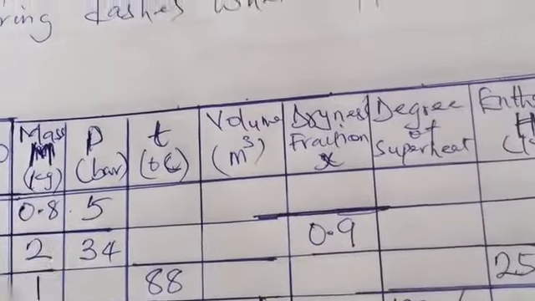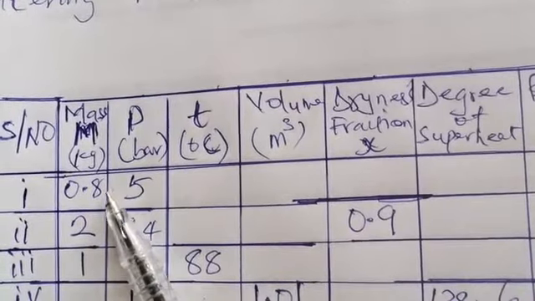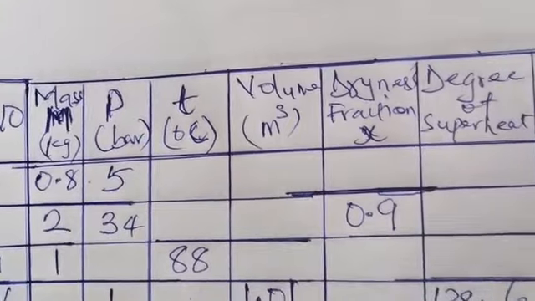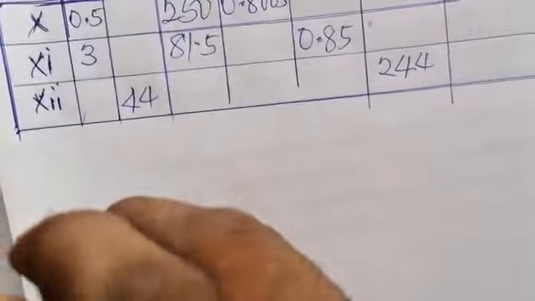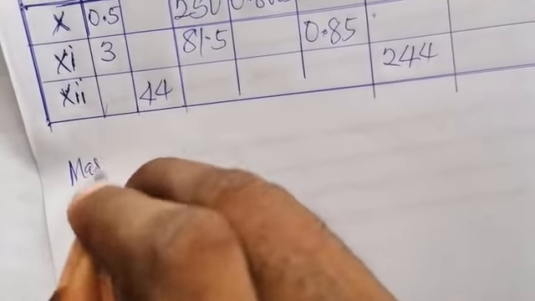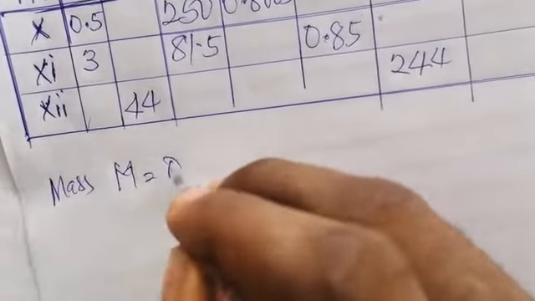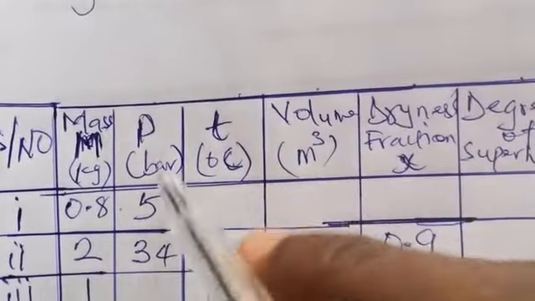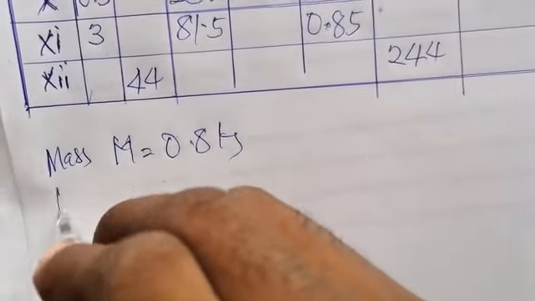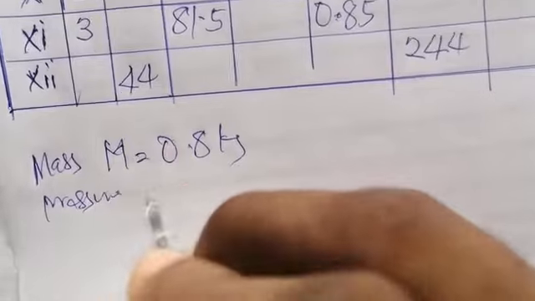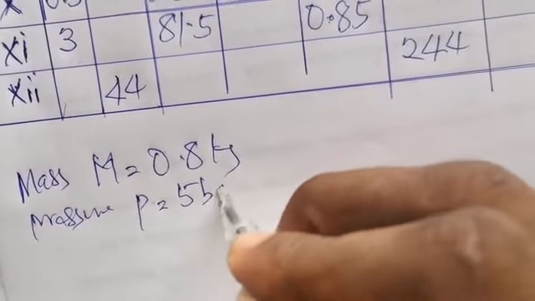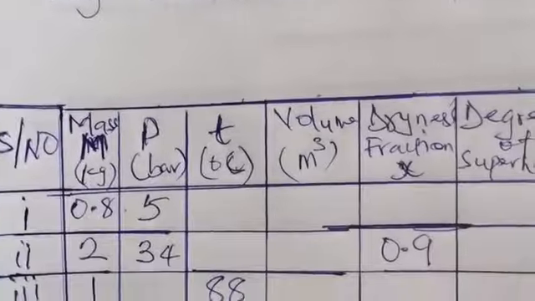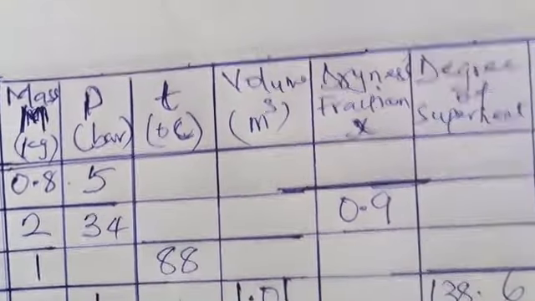So for the first row, the mass was given as simply 0.8. So let's get down those properties. For the first row, we have mass m given as 0.8 kilograms. Okay, we have pressure. Pressure is given as 5 bar. P equals 5 bar. We don't have the saturation temperature. We need to find it.